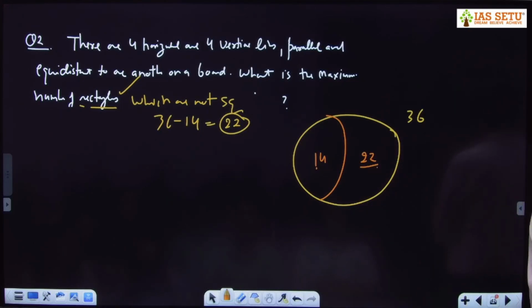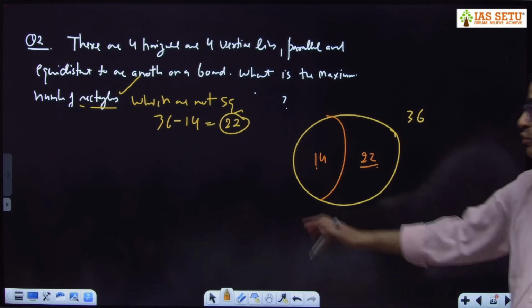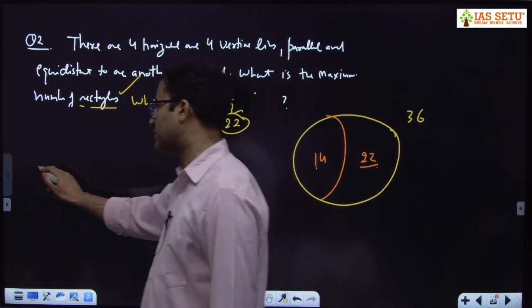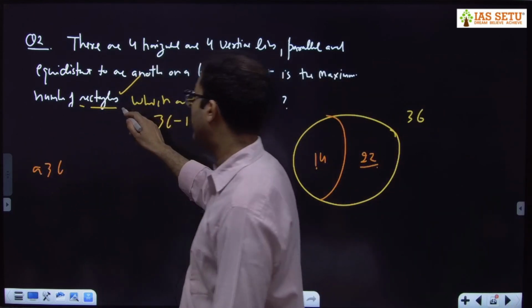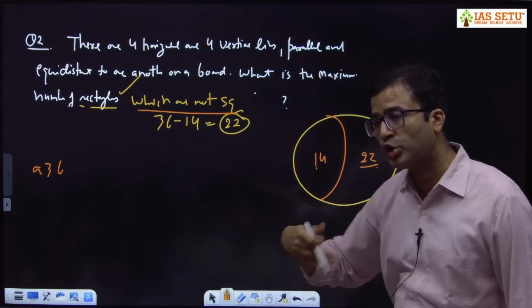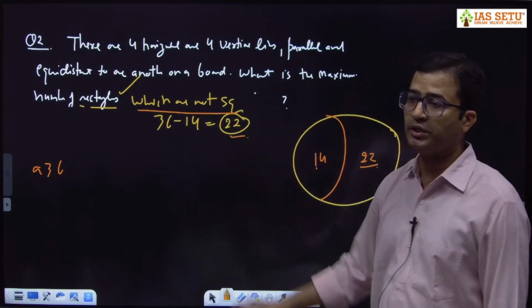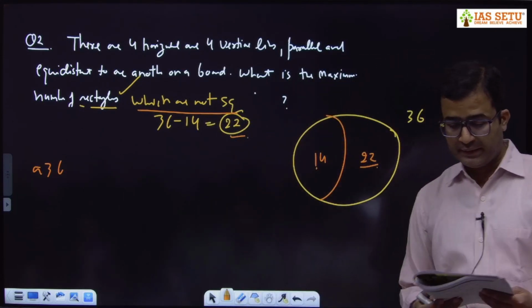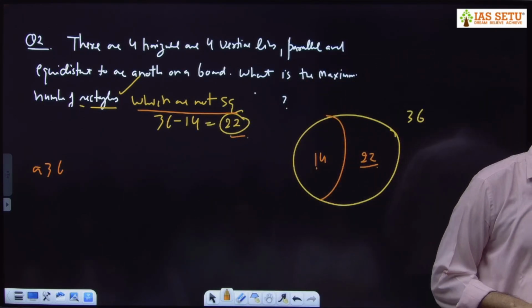It is a part of rectangle only. So if they gave answer options like this, the answer is 36. If question is like how many rectangles are there which are not square, then answer will be 22. Question number 4.